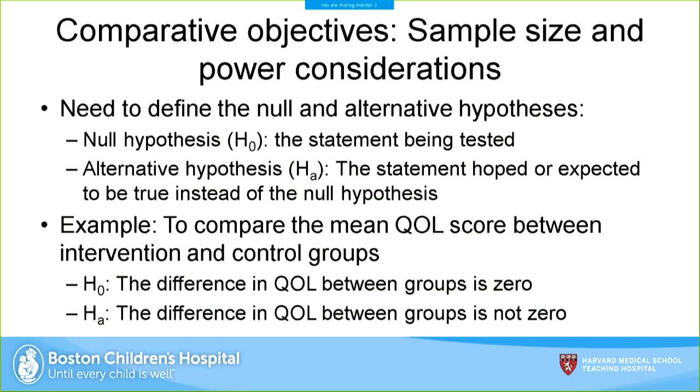So let's say your objective here is to compare the mean quality of life score between the intervention group and a control group. So your null hypothesis may be that the difference between the quality of life scores is 0 between the two groups. And the alternative is that the difference is not 0. It's greater than or less than 0 between the two groups. So by conducting the test, you're trying to reject the null hypothesis and show that you have evidence that the null hypothesis is not true.